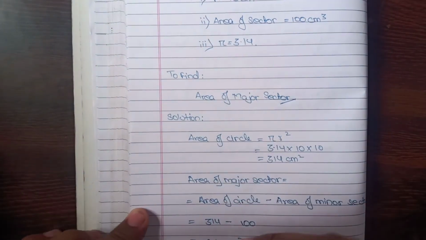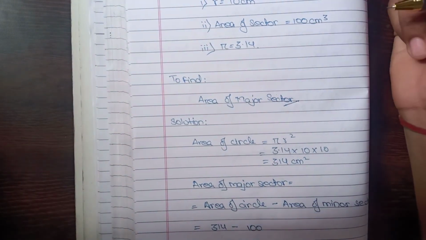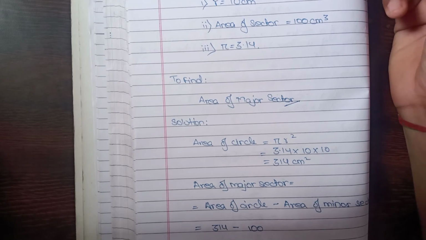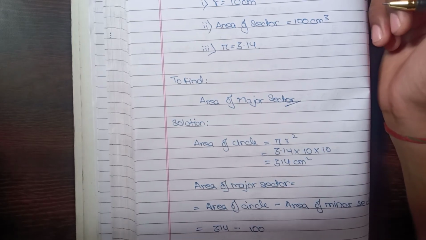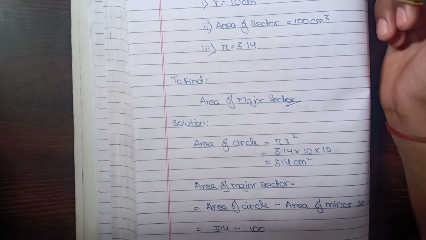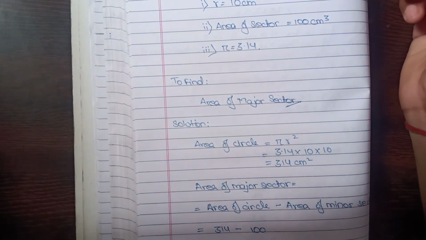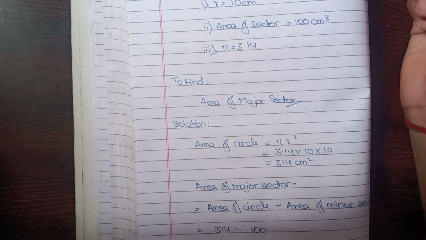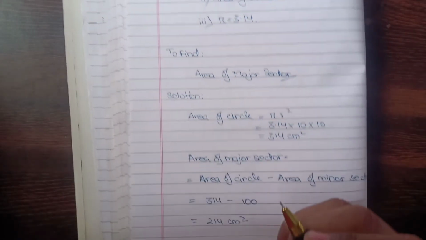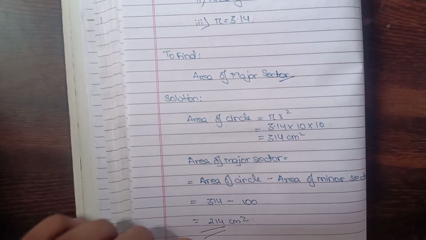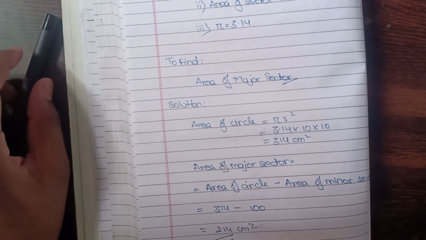Now we'll put down its solution. Area of circle equals pi r square, which is 3.14 into 10 into 10, which is nothing but 314 centimeter square. Now area of major sector equals area of circle minus area of minor sector. Area of circle is 314, and area of minor sector is 100, so our final answer will be 214 centimeter square.